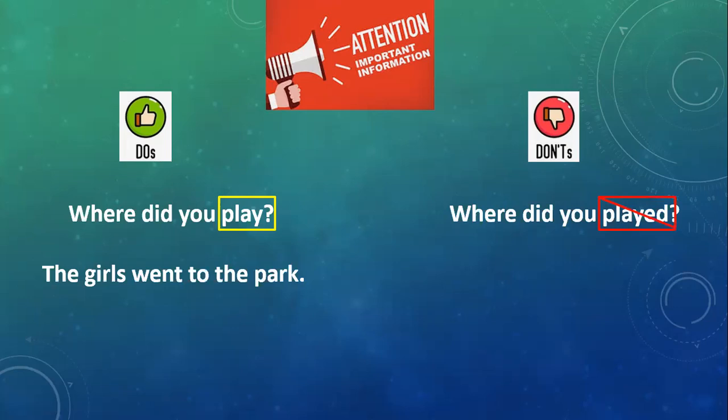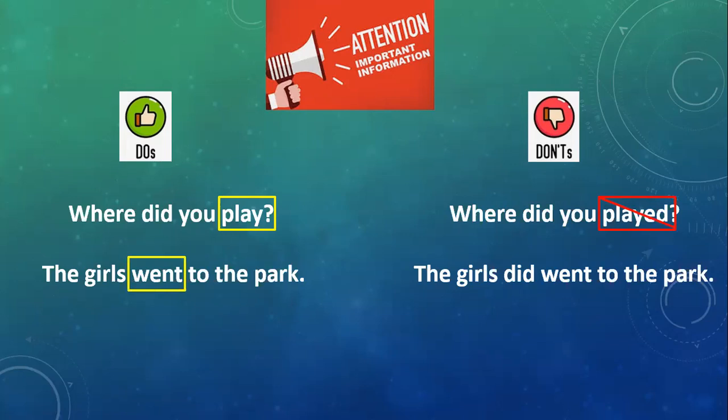Another do. The girls went to the park. That's correct. "The girls did went to the park" is another problem. When we talk about a sentence in positive, we use only the verb in past. We don't put did. When you use a complete sentence in positive, don't put did.